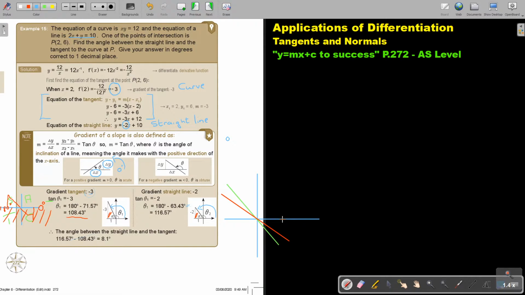So if the green one was 108.43, and this red one was 116.57, but I'm looking for this angle, the angle between these lines, I'm just going to take this 116.57 and subtract the 108.43, and that gives me an angle of 8.1. And that's my final answer.